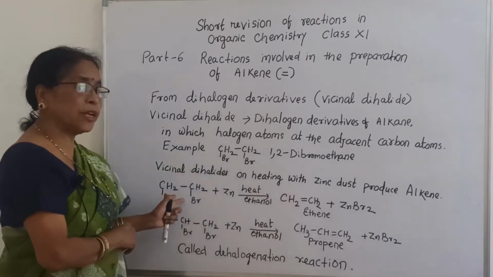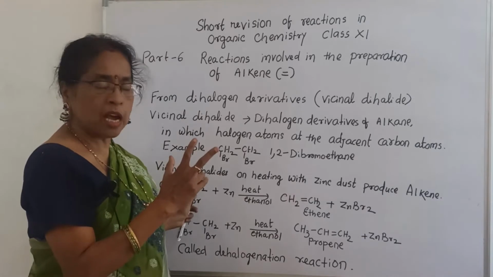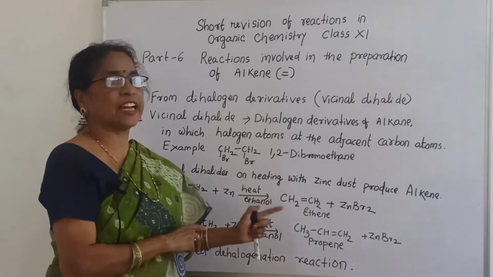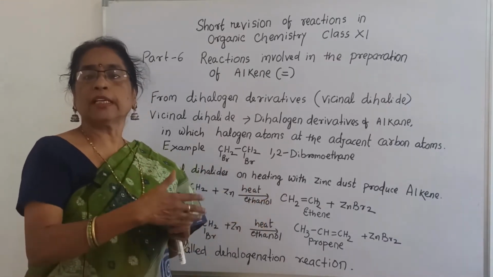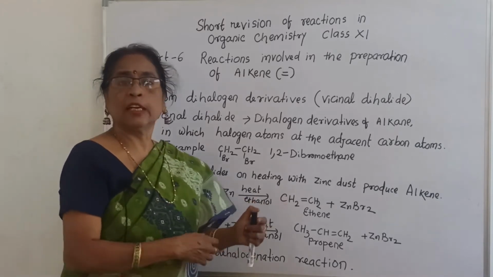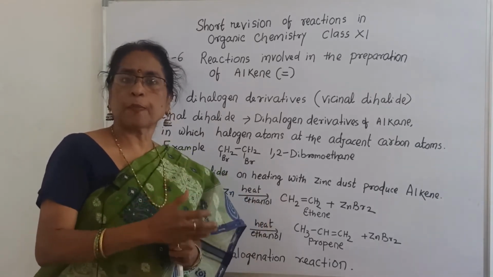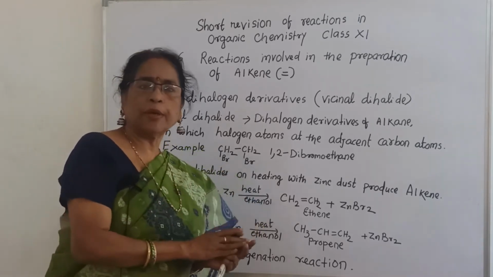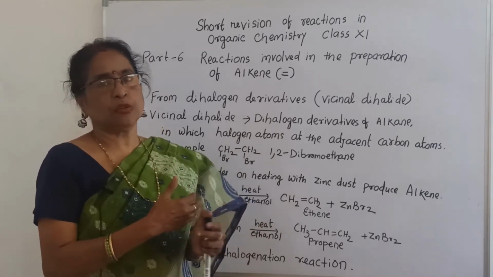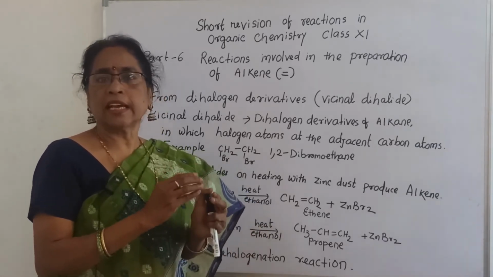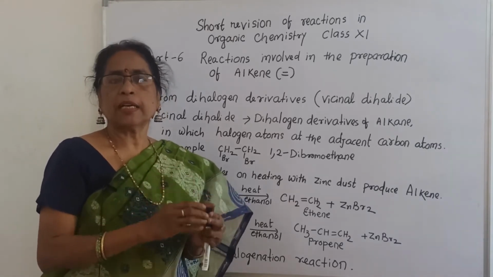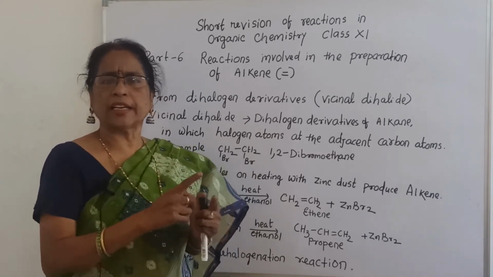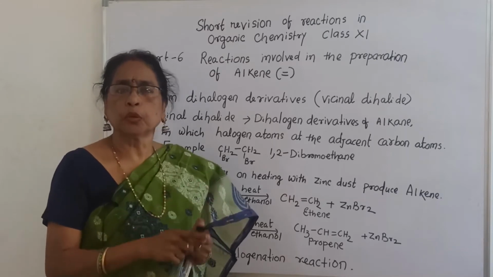You can observe how many carbon atoms are there: two carbon atoms in 1,2-dibromoethane, and you will also get a two-carbon alkene. What is the two-carbon alkene? That is ethene. A three-carbon alkene is propene. A four-carbon alkene is butene. But there are two types of butene: one is 1-butene, the other is 2-butene. Like this you can remember, butene means there is a double bond, but the name is either 1-butene or 2-butene.